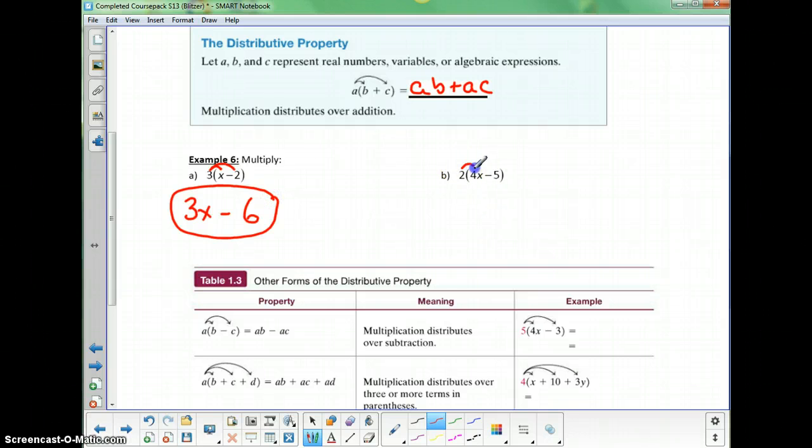Let's distribute over here as well. I'm going to multiply 2 by both things inside of the parentheses. 2 times 4x is 8x. Multiplying the coefficients, 2 times 4, keep the x, and 2 times minus 5 is minus 10. It's already in our normal order, so it's done.